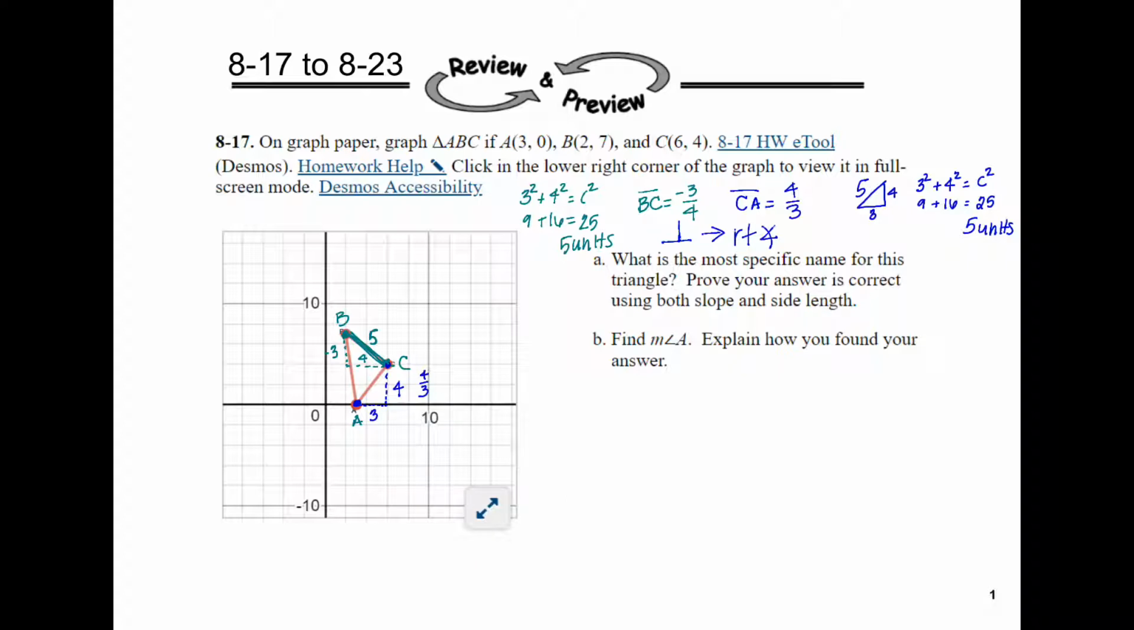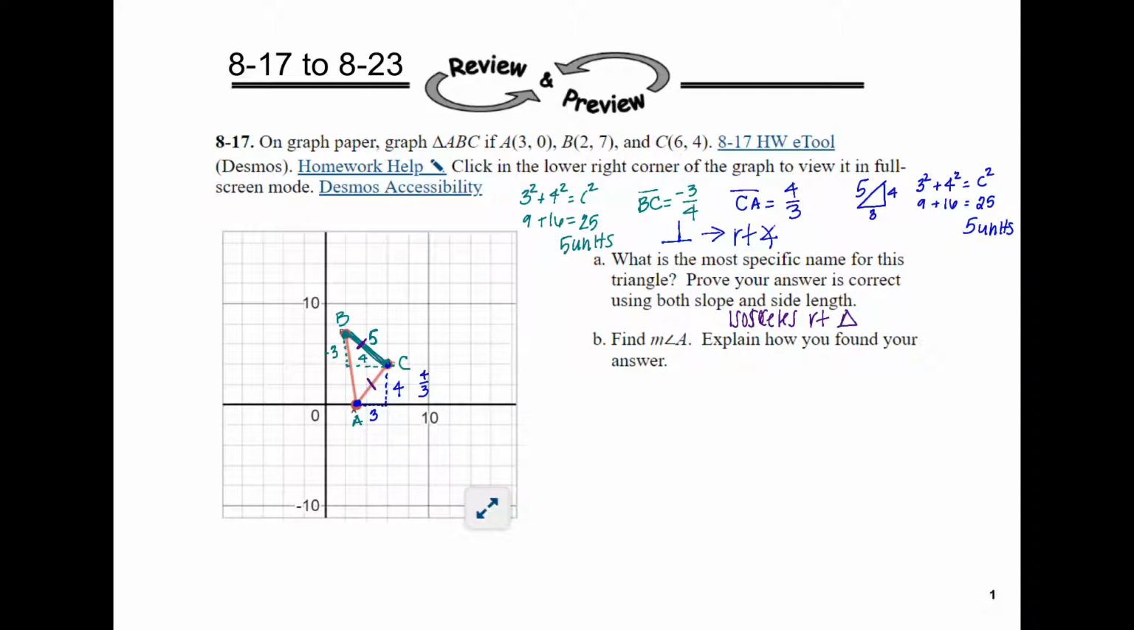So if my sides are congruent, 5 units and 5 units, and my slopes are perpendicular to form a right angle, I have an isosceles right triangle. It then asks us to find the measure of angle A.